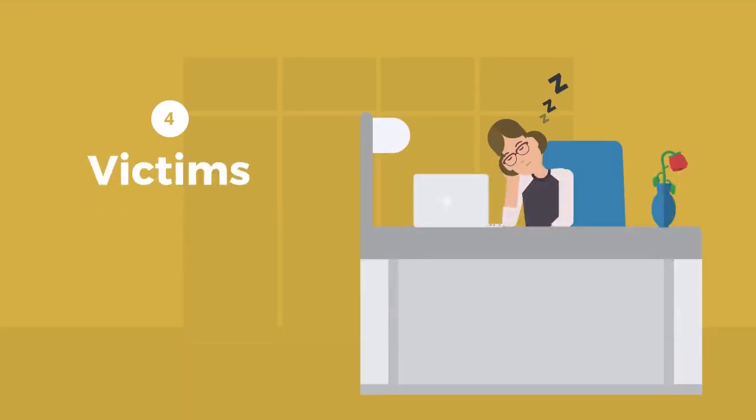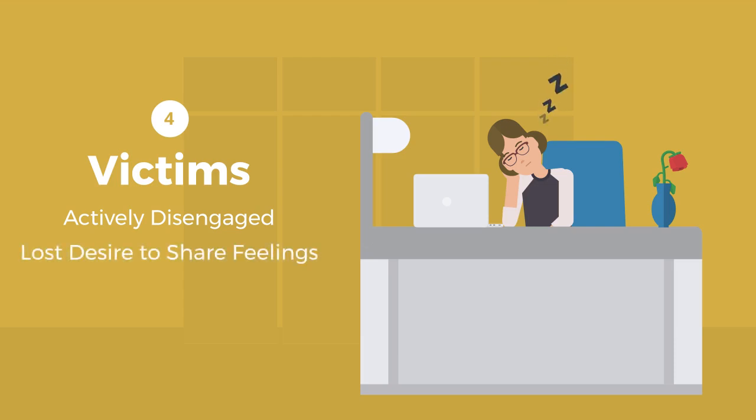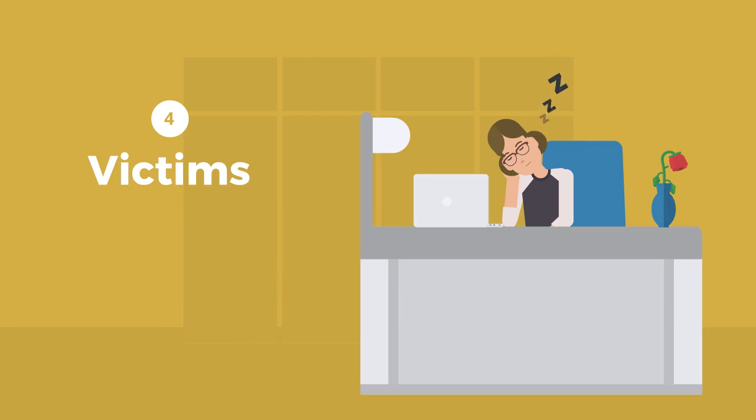Victims. Victims are also actively disengaged, but unlike cynics, they've lost the desire to share this with others. Effectively, they have internalized the negative thoughts and feelings they have about their work. You can help victims by showing empathy and acknowledgement. Work with them to understand the contributory factors and agree positive actions to make them feel engaged. Talk to them about their aspirations and explore how you can make the best use of their skills and experience.